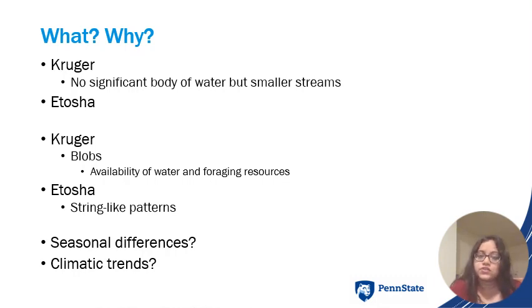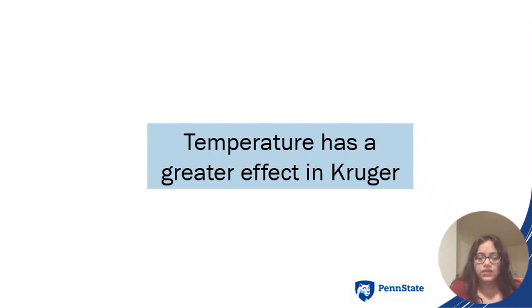And there are factors to consider. For example, could these differences in movement be attributed to seasonal variations, or do they reflect broader climatic trends affecting overall water and forage availability? Now, as we have already mentioned, the temperature has a greater effect in Kruger, as we have seen from the experiment and from the dataset.